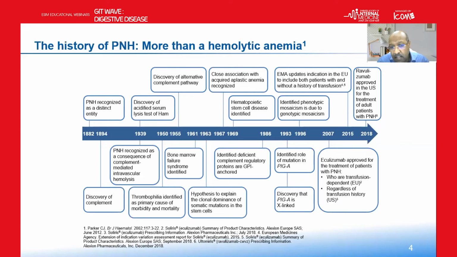And then in the 1980s, they discovered the mutation in the GPI gene, as I will show you. And then later on, the mutation in the PIG-A gene was identified in the 90s. And then the big breakthrough happened in 2000, where they discovered the monoclonal antibody eculizumab, which I will talk about, which really revolutionized the treatment and management of PNH.